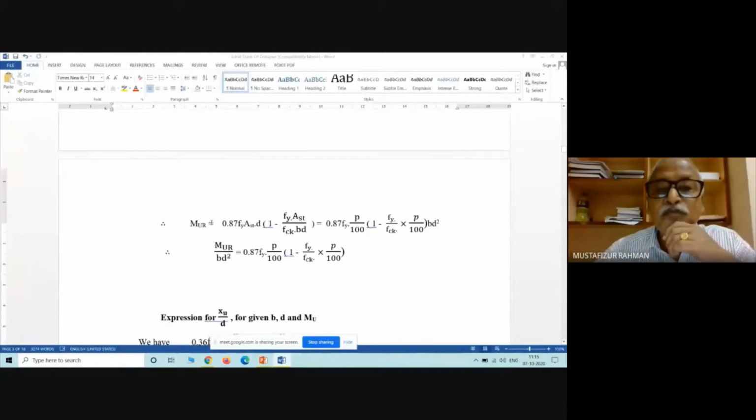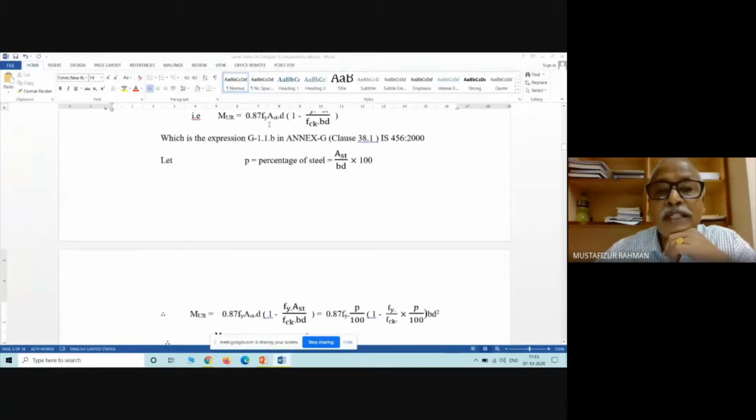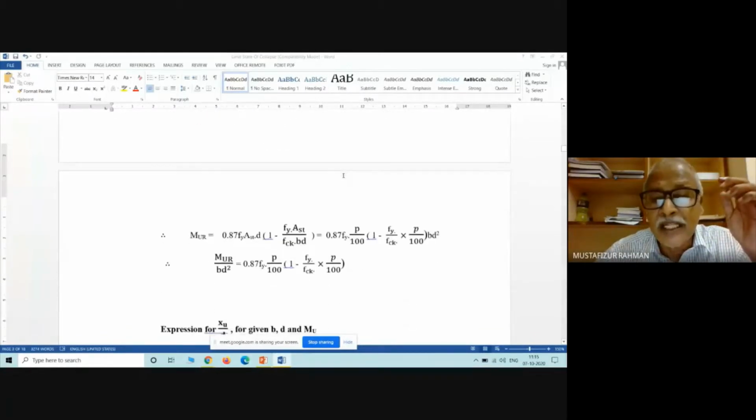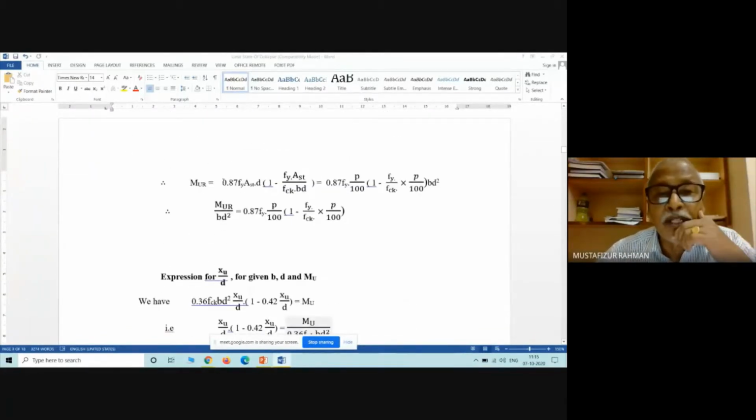Now here you see, we got Mu1 is equal to 0.87 Fy Ast d bracket 1 minus Fy Ast by fck bd. Now this expression I again bring here. This is something we had manipulated. Ultimately we got one expression, MUR by bd square is equal to 0.87 Fy P by 100 into (1 minus Fy by fck into P by 100).